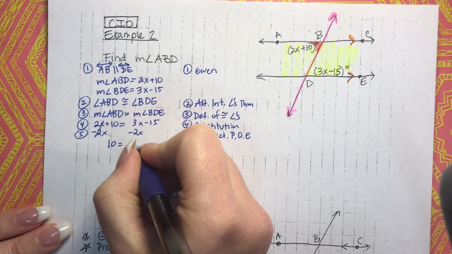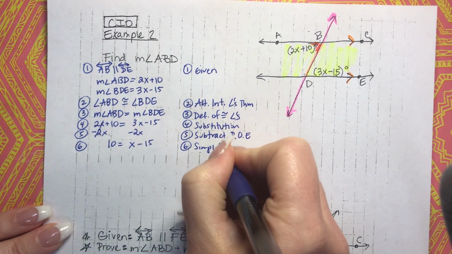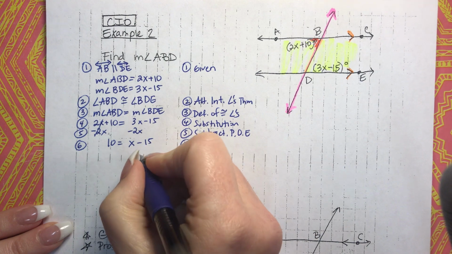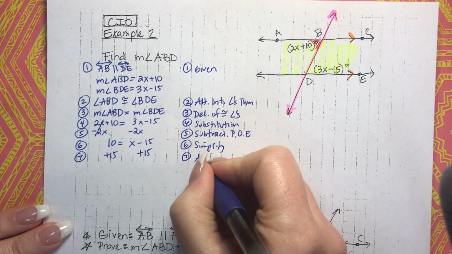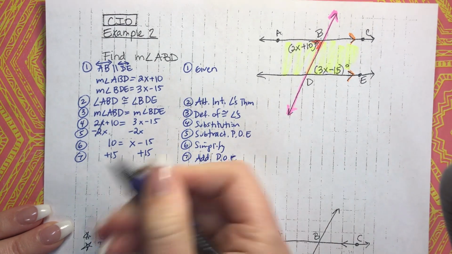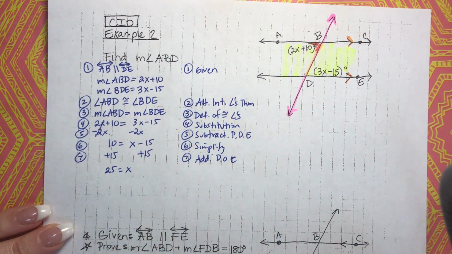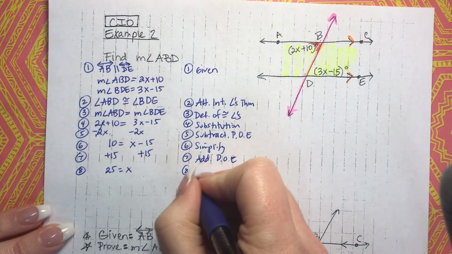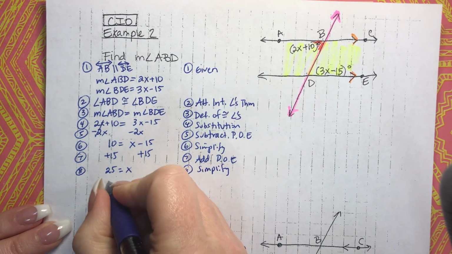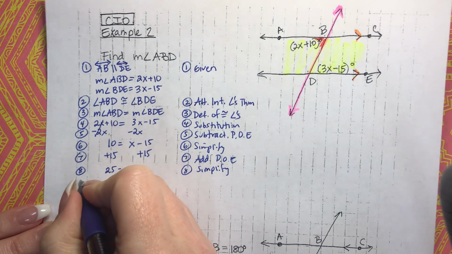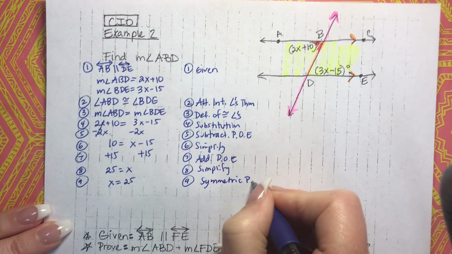I'm left with 10 equals x minus 15. That's simplifying. And then we're going to add 15 to both sides, addition property of equality. And that's 25 equals x. That's simplifying. And just to have the x on the left side, I'm going to use the symmetric property of equality and just switch it.